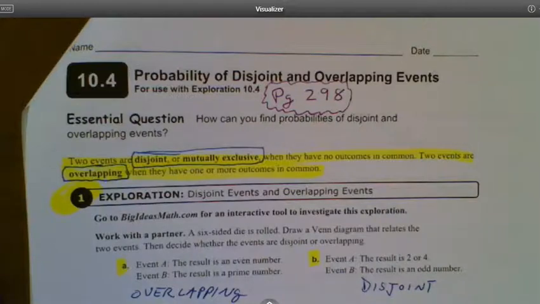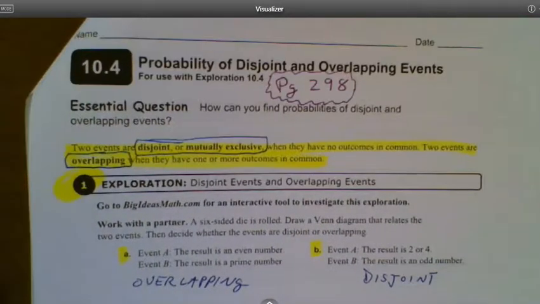All right, guys, here we go. We're second to last section here for the year. So 10.4, looking at page 298 in your journal for this one. So yeah, we are jumping over 10.3, just getting into the last couple sections here.